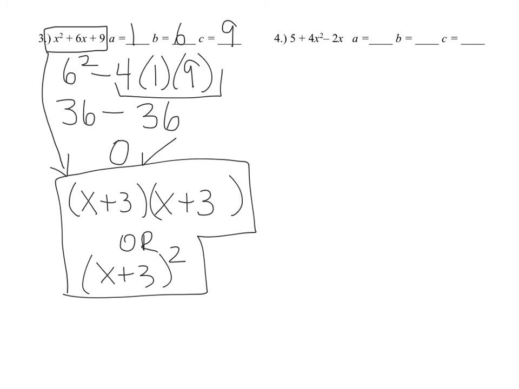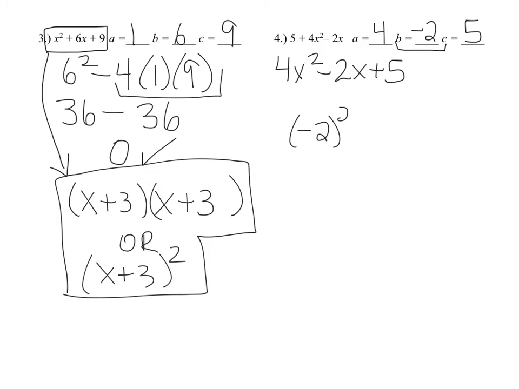Okay, now let's try number 4. Number 4, pay attention, it's not in the correct order. So I've got to put 4x squared first, minus 2x, plus 5. Okay, so now A is 4, B is negative 2, C is 5. So now let's use the discriminant. Now be careful, B is negative. Remember, whenever we square a negative, we have to put it in parentheses. So I'm going to have negative 2 squared minus 4 times 4 times 5.